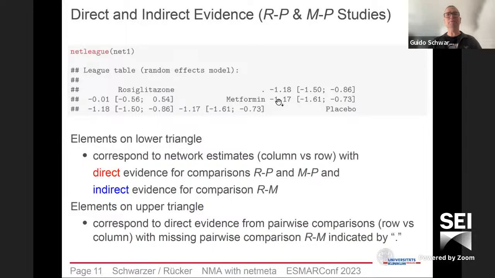And so these are the direct estimates we've seen before, and these are the network estimates. These are all the same, the direct and the network estimates, because we do not have a loop here. We just have either direct or indirect evidence in our network estimates. And so the bottom row gives the direct estimates, and this here is the indirect estimate together with its confidence interval.